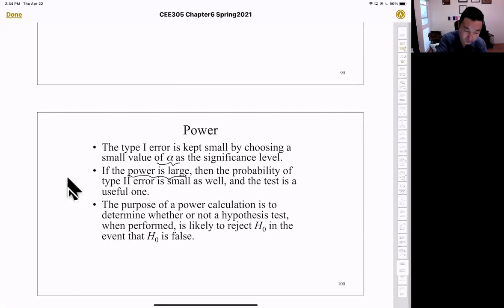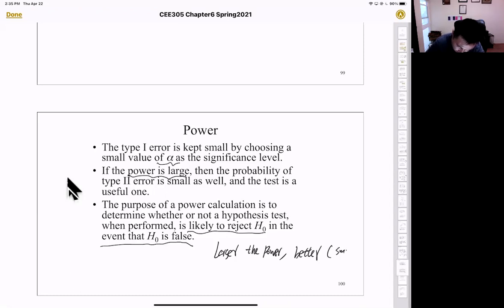The purpose of calculating the power is to determine whether or not a hypothesis test is likely to reject H0 in the event that H0 is false. Basically, the larger the power, the better, because the smaller the type 2 error.